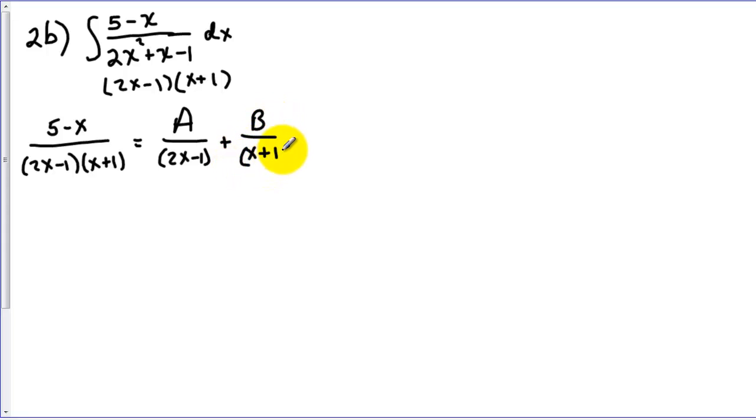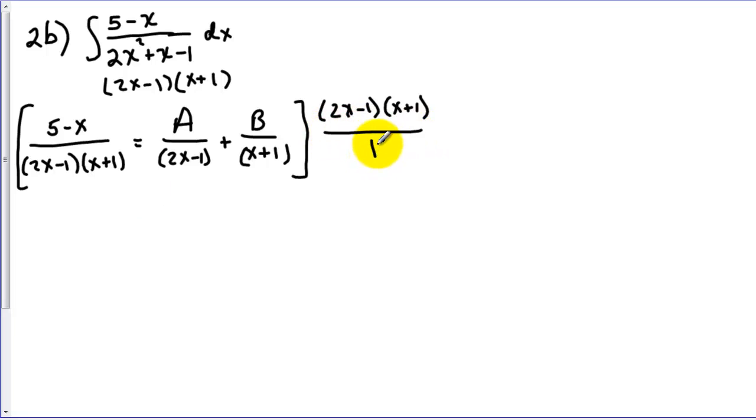Again, we are going to multiply every one of these terms by our least common denominator, which is the original denominator. So here I'm left with, when I cancel out both factors, I get 5 minus x. And here the 2x minus 1 cancels, and I'm left with an x plus 1. And the x plus 1 cancels, and I'm left with that.